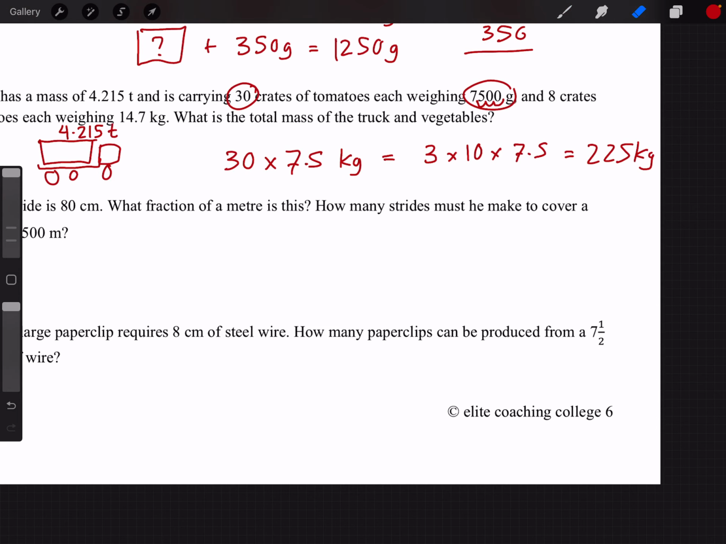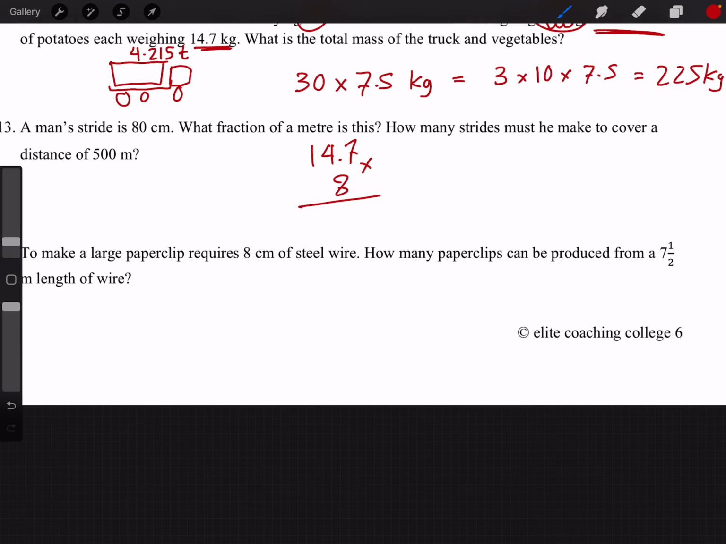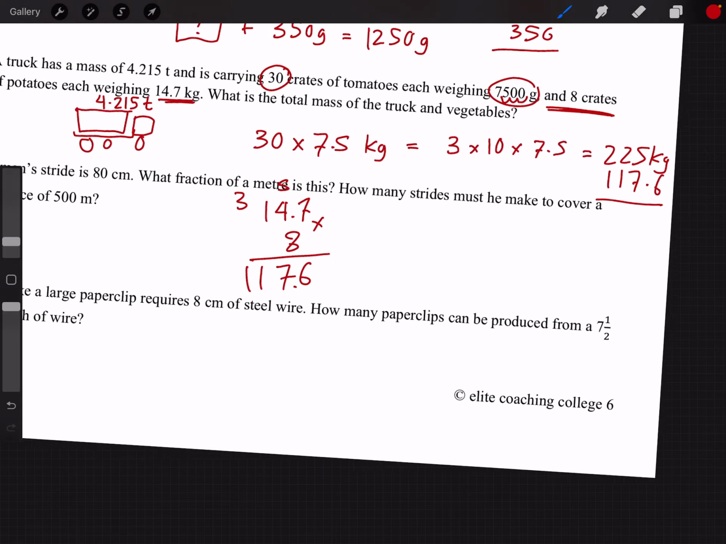And now you have 8 crates of potatoes. Each crate is 14.7, so 8 times 14.7. 8 times 4 is 32. 32 plus 5 is 37. 8 times 1 is 8, plus 3 is 11. So therefore, it'll be 117.6 kilograms. Now it says, what's the total mass of everything?